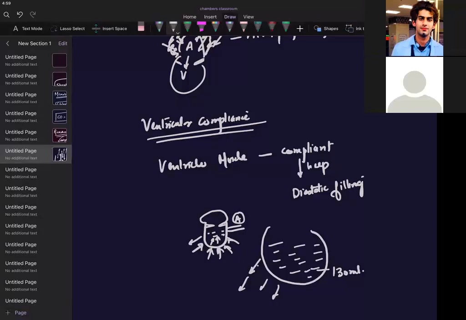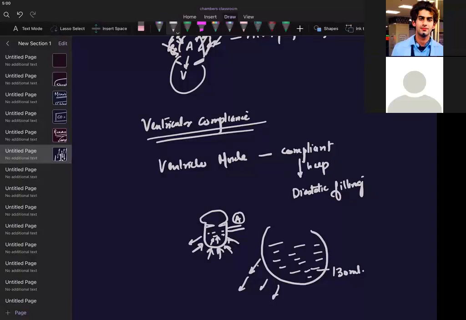Can I say I will have decreased end diastolic pressure? Can I say the final cardiac output will decrease? See how easy it is to understand. Once you build your concept, then everything starts following. Everything will follow once you know some basics first. So your cardiac output will decrease in cases of decreased compliance.